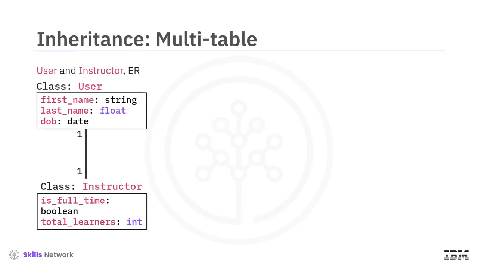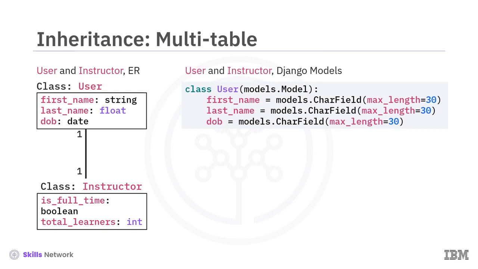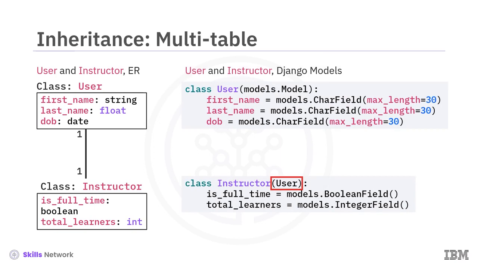Multi-table inheritance is like a one-to-one relationship. The only difference is you need to subclass instructor from the user model. Django will create a new instructor table and a one-to-one field in the instructor class. As such, inheritance for multi-table classes is an implicit one-to-one relationship.